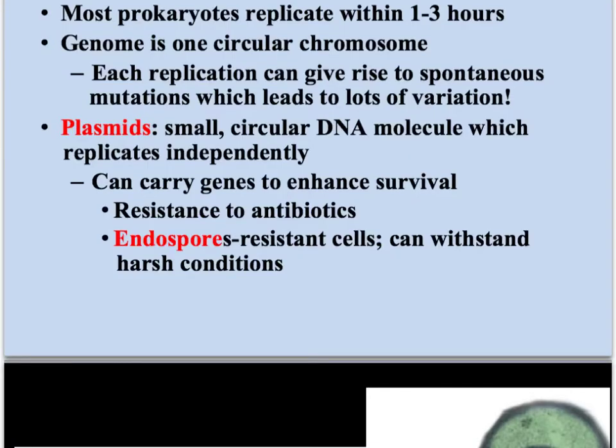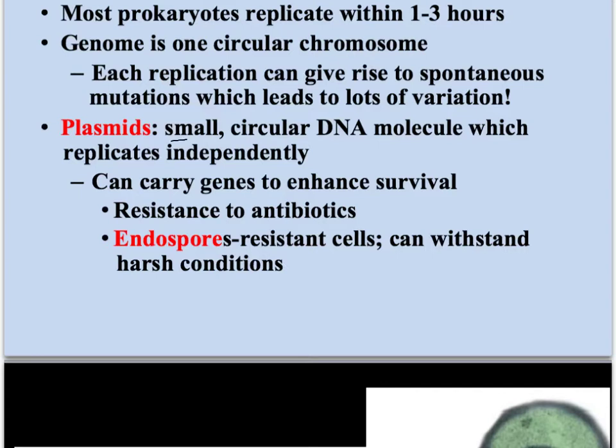So some interesting things about prokaryotes. Most replicate within 1 to 3 hours, and the genome is one gigantic circular chromosome. This chromosome is many, many, many times longer than the bacterial cell. It's just going to be wound up real tight to fit inside. Each replication can mutate many, many times. This is going to lead to a lot of variation in our prokaryotes. This is why bacteria can gain resistance to antibiotics and stuff like that.